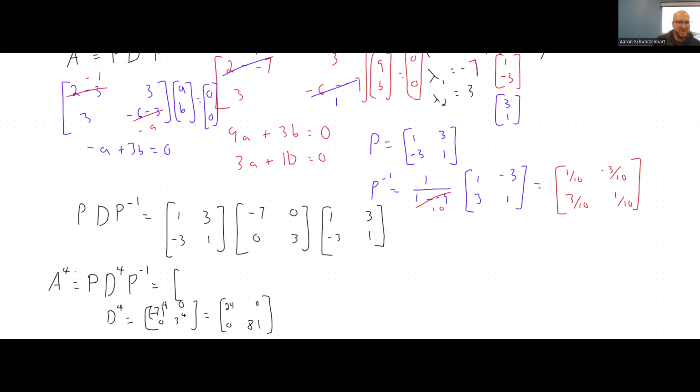So this in PDP inverse form, which is what it wants, is going to look like this. It doesn't even want me to multiply them around. No, it just wants it in PDP inverse form. Yes.